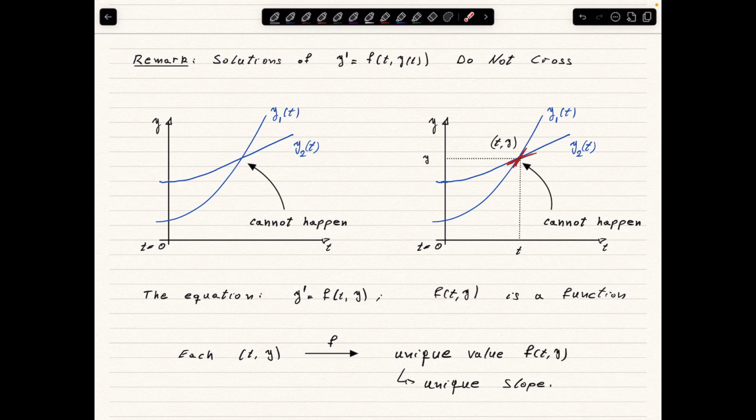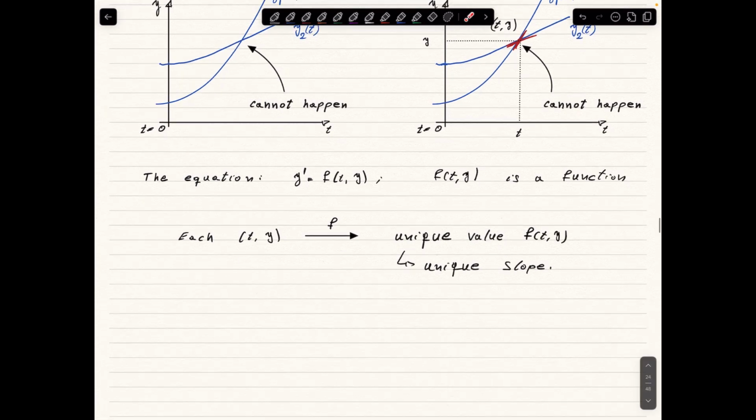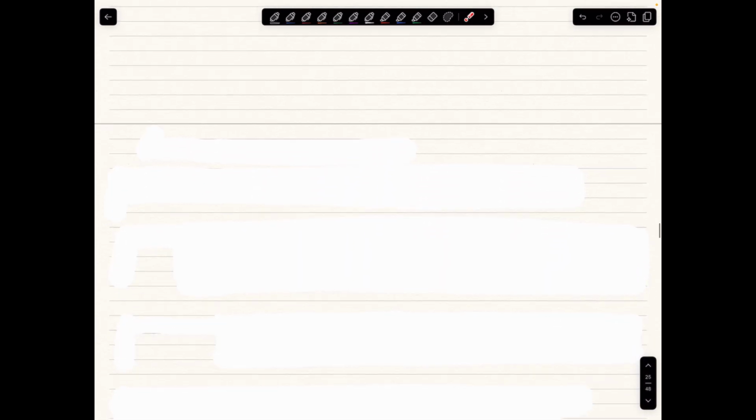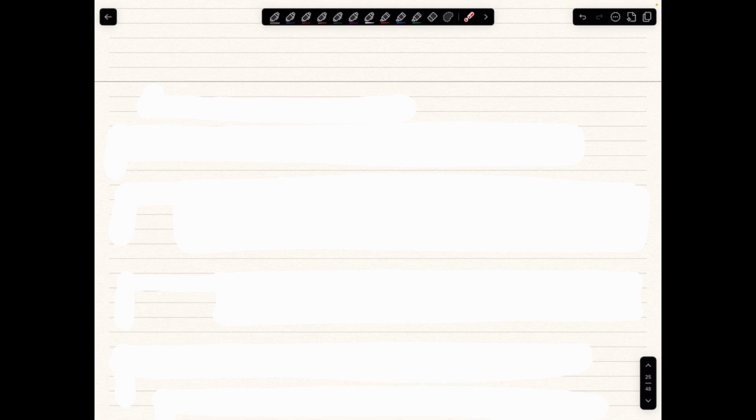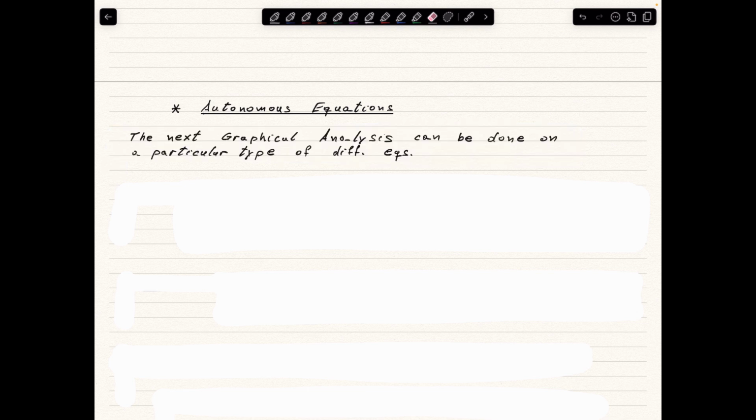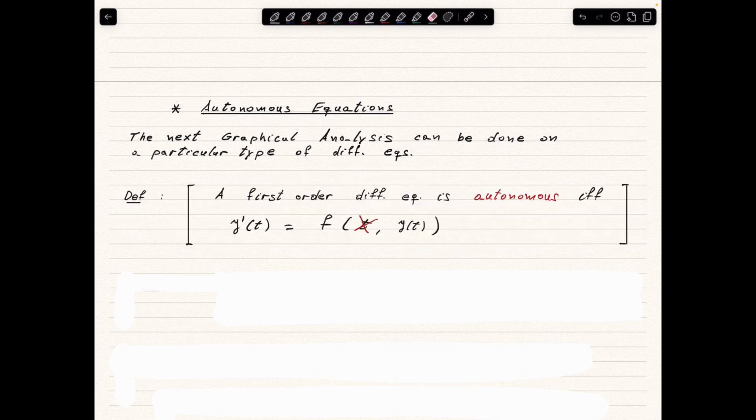Now let's move on to a second type of graphical analysis of solutions of differential equations without computing the exact formula for the solution. This second type of graphical analysis can be done for a particular type of differential equation called autonomous differential equations. What are these autonomous differential equations?